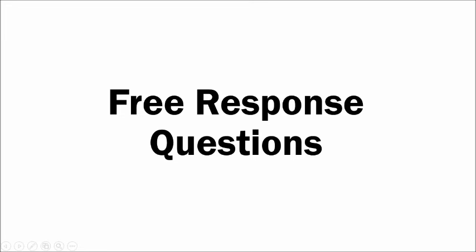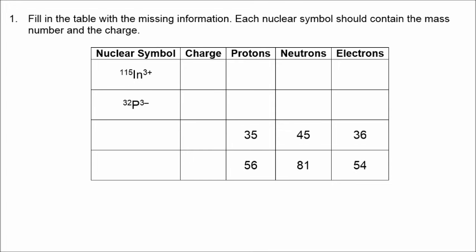And now we're ready to move on to the free response questions. Number 1 is just a table to fill in. So you have your periodic table that will tell you the number of protons for indium and for phosphorus. You can also figure out what the symbol of an element who has 35 protons is. That's going to be bromine. And 56 protons, that's going to be barium.